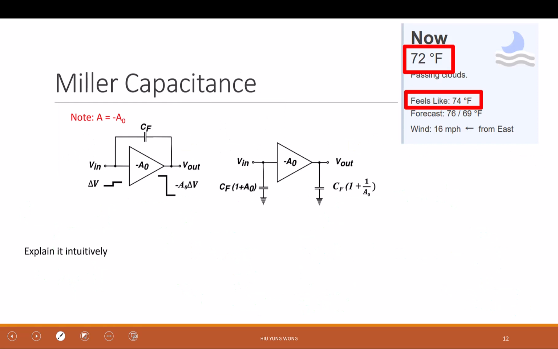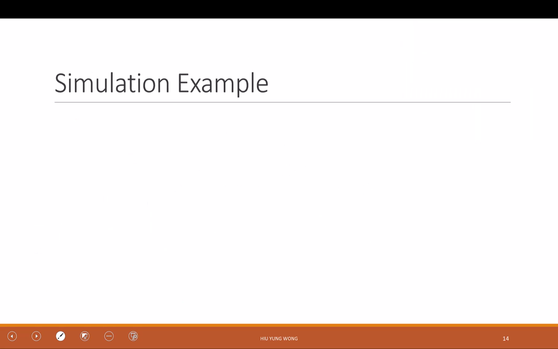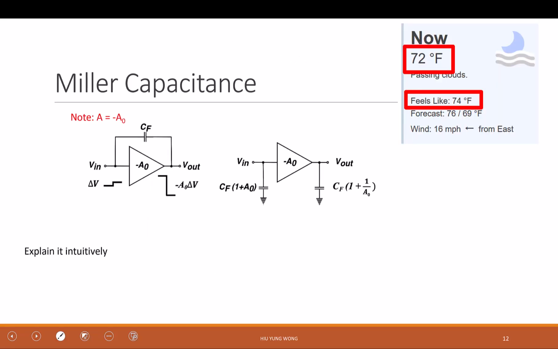Now, what does it mean? It's good to have some simulation also. I always say many times, but as an engineer, you should have this feeling that very often is like how you feel, like the weather is 72 Fahrenheit, but you always tell you feel like 74. But it's 72, why you keep saying that feel like, right? It's because of humidity, you make it feel like or whatever.